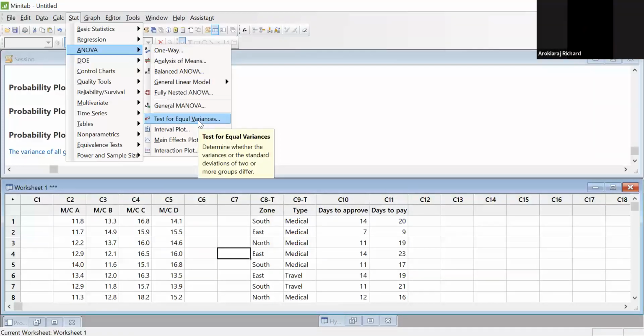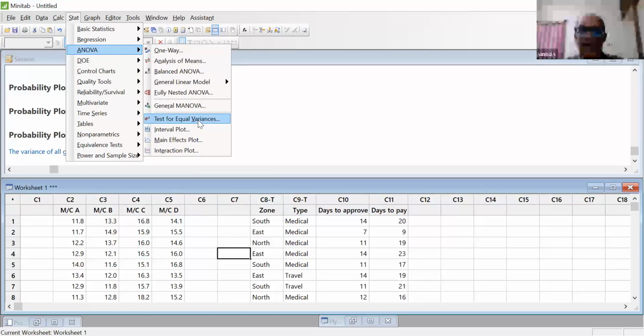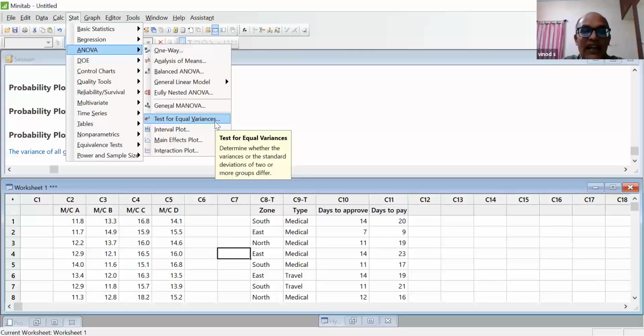Determine whether the variances or the standard deviations of two or more groups differ. Right? So here also it is mentioned variances or standard deviation. The standard deviation squared is variance, right? That's why it is told either variance or standard deviation. In either case, it should not be differing too much, right?